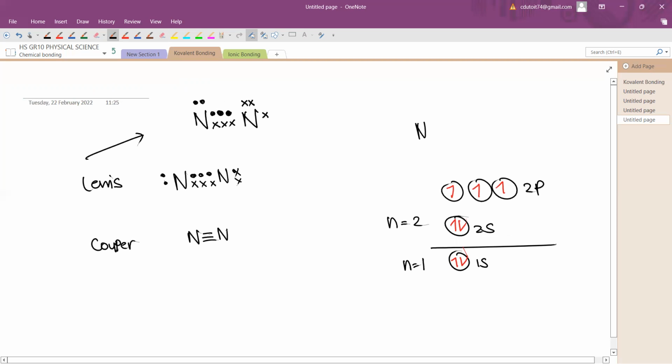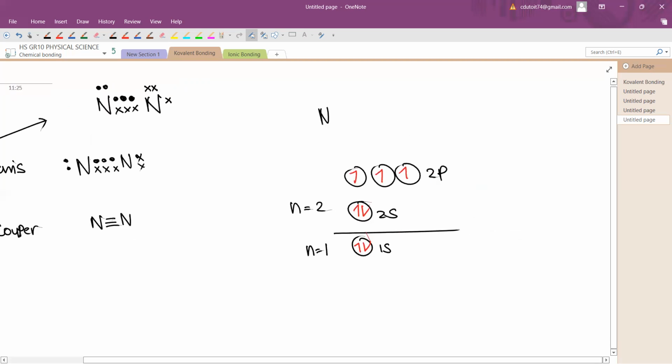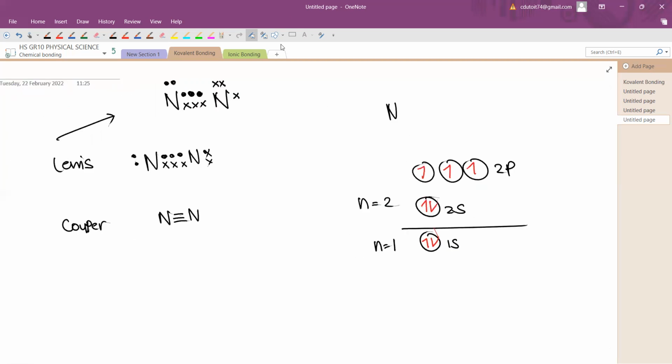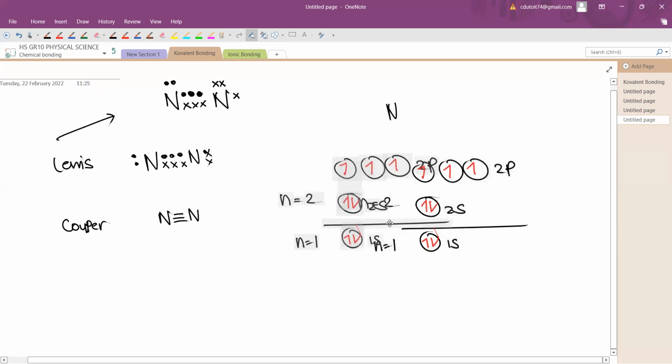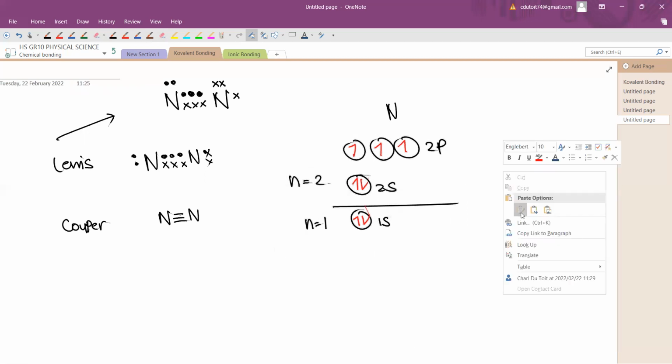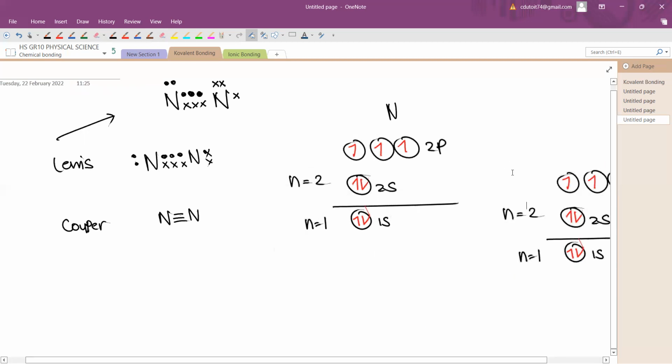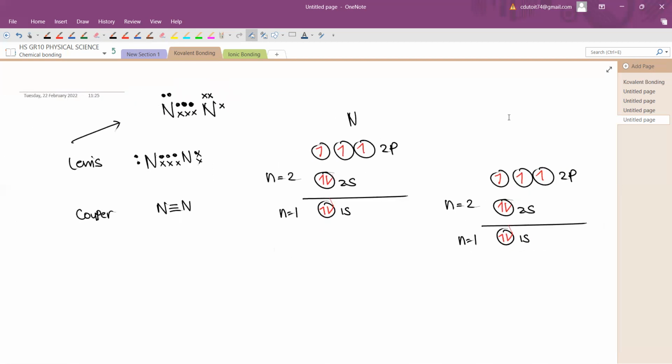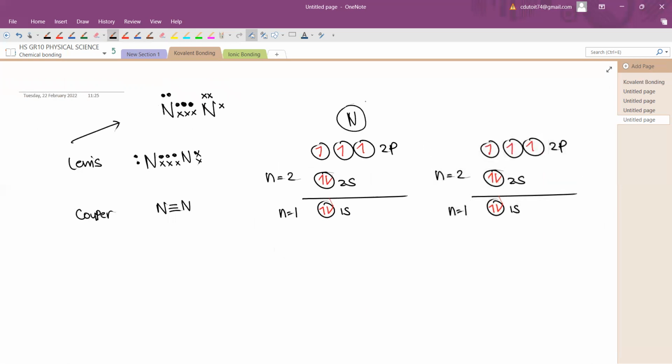Okay, but let's go to this Aufbau diagram to explain it. I'm just going to move this Aufbau diagram. So there is the one nitrogen atom, and there's the other one. Let me just make this slightly smaller so I have a bit more space. So there's the one nitrogen atom, and there's the other nitrogen atom.